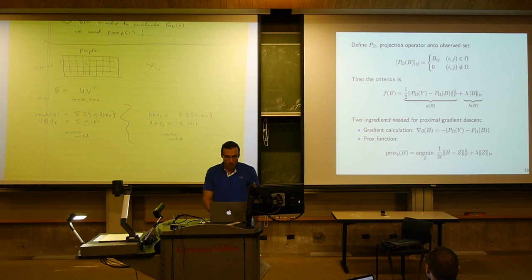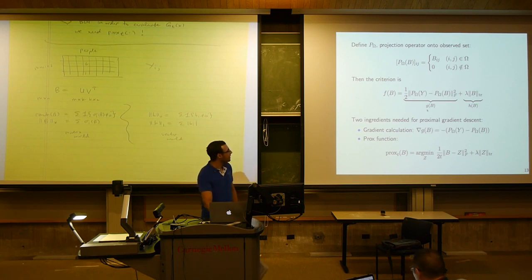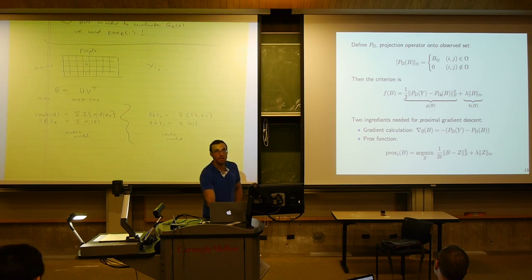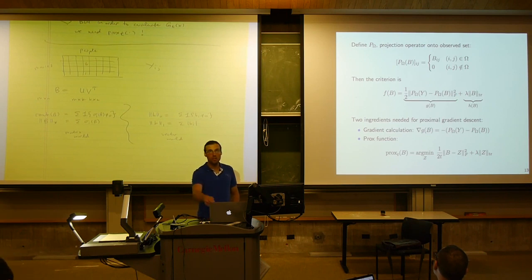So what are the two things we need for proximal gradient? We always need the following. We need to be able to calculate the gradient of the smooth part and be able to calculate the prox operator of the non-smooth part. So let's do the smooth part first. That one's really easy. Notationally, it may seem like this complicates things when you try to look at the gradient, but really the gradient is very simple. It's just equal to bij minus yij for all the entries ij that are observed and 0 otherwise.